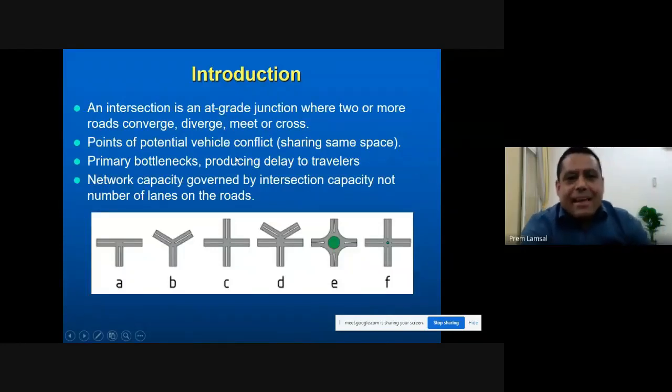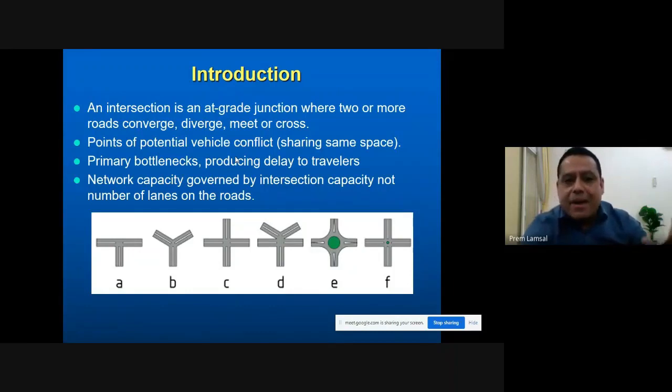An intersection is an at-grade junction where two or more roads converge, diverge, meet, or cross. I believe we all know what an intersection is. Normally, they are points of potential vehicle conflict. This is because vehicles coming from different roads are sharing the same space at the intersection. That's why they are points of potential vehicle conflict.